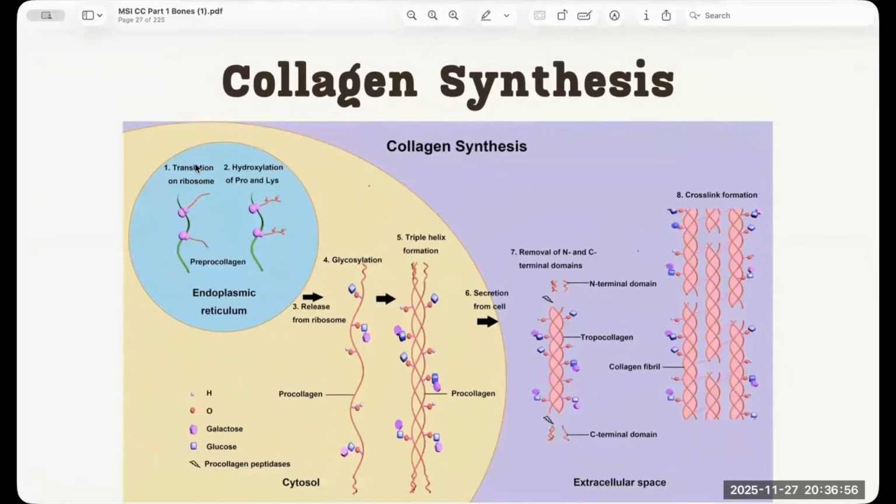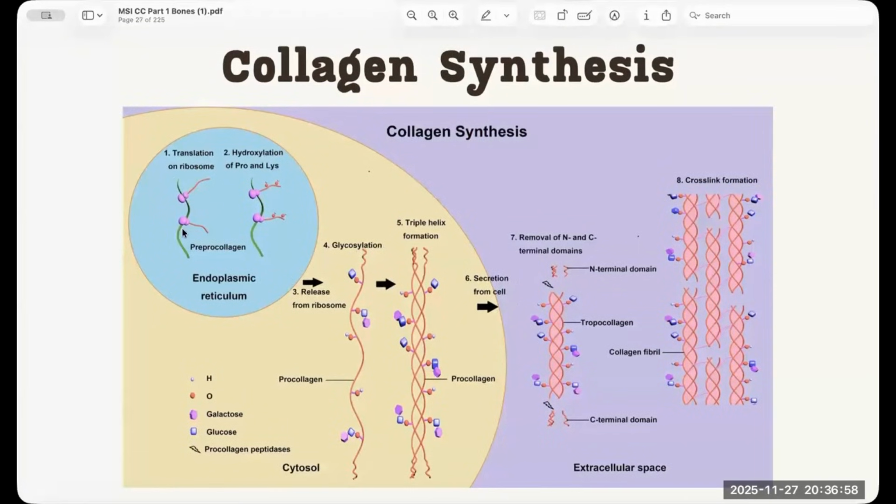But basically, we start with translation on the ribosome of the pre-pro collagen and hydroxylation of the pro and lys. And all this happens in the endoplasmic reticulum, intracellularly. Then it will be released from the ribosome and it will be glycosylated and formed as a triple helix. Okay, this is now the procollagen. There is no pre.